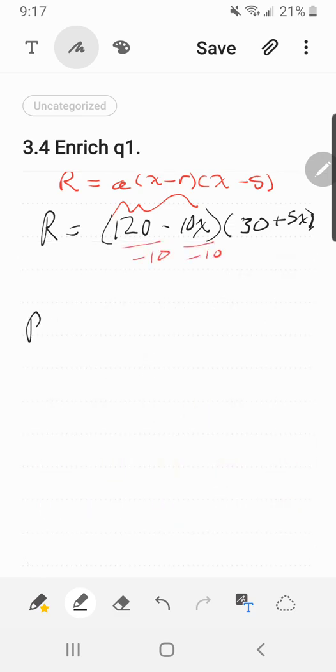So I'm going to get r is equal to, in brackets, negative 10. And then we take a look at what's left over for that first bracket. If I divide 120 by negative 10, it becomes negative 12. And then negative 10x divided by negative 10 becomes positive x, because negative 10 divided by negative 10 is just positive 1, which is really just x in the end.